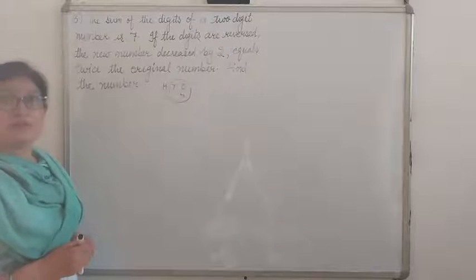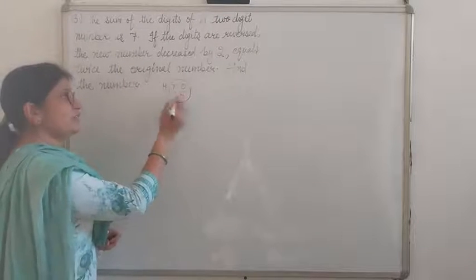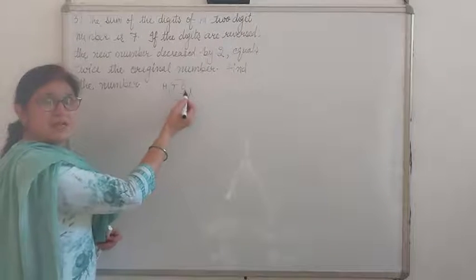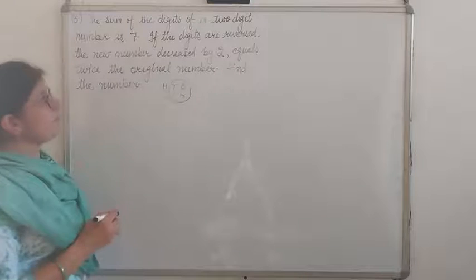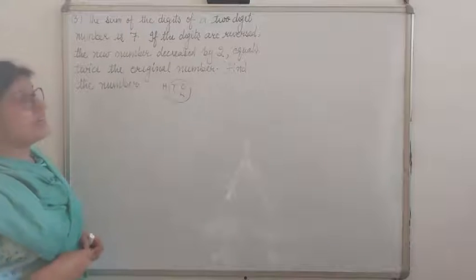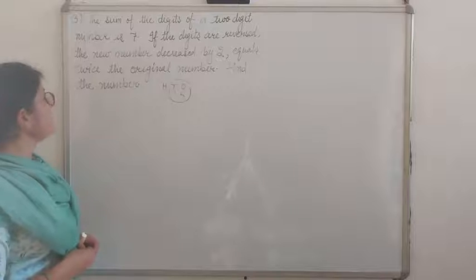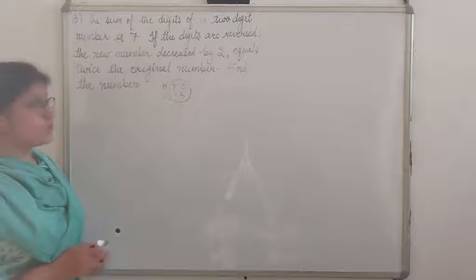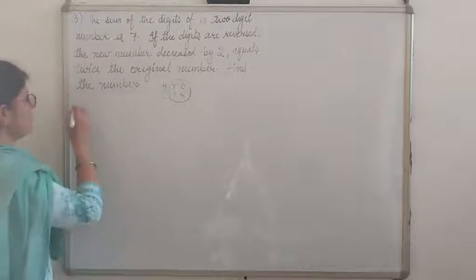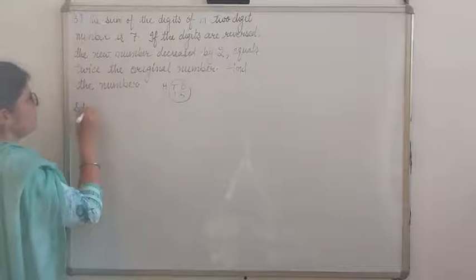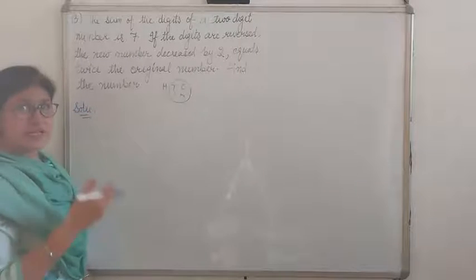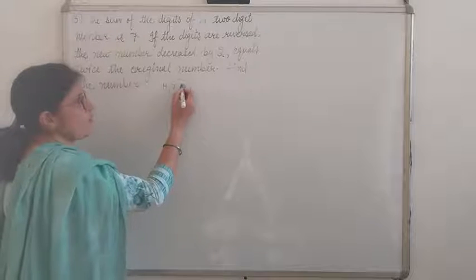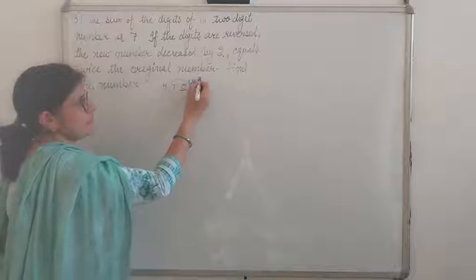If the digits are reversed, suppose it is 15 and when we reverse it becomes 51, means ones will go on tens and tens will come on ones place. At that time they said the new number decreased by 2 equals twice the original number, and you have to find the number. So what will we do here? First of all, we will consider from our own side the unit place digit and tens place digit. We speak it ones, or we can write here unit place also.